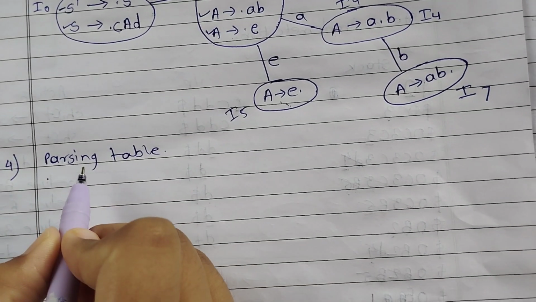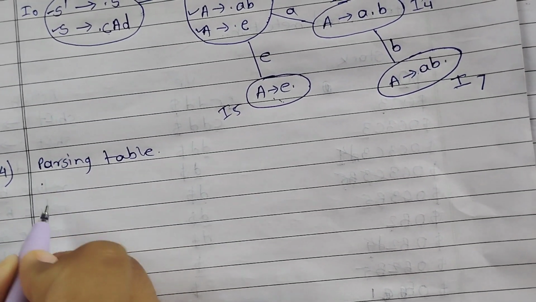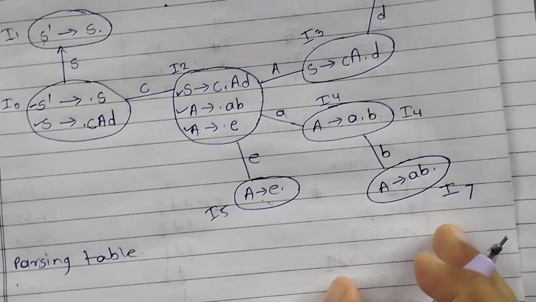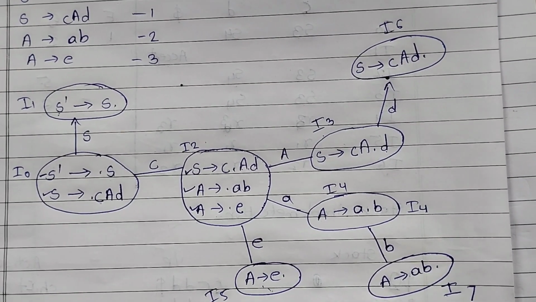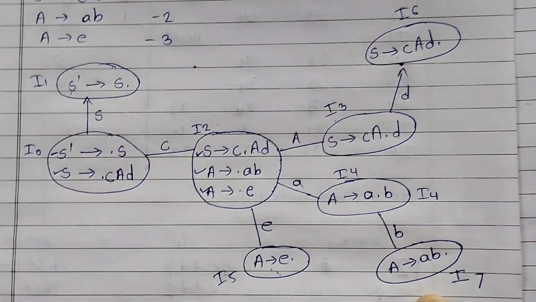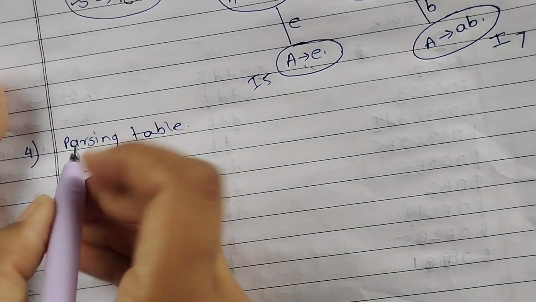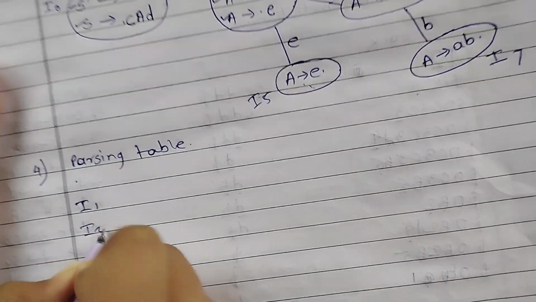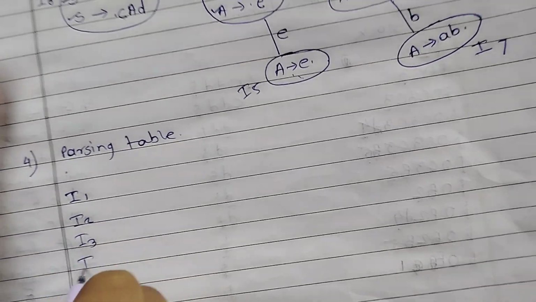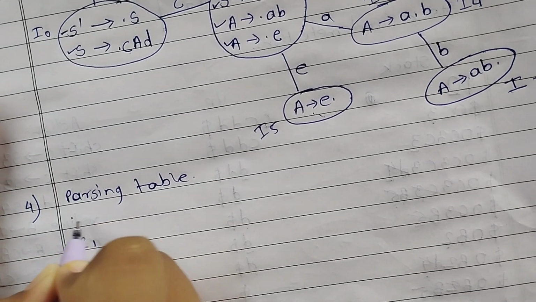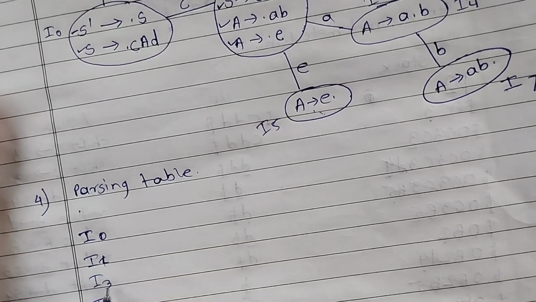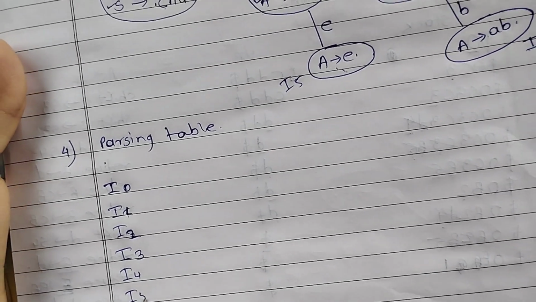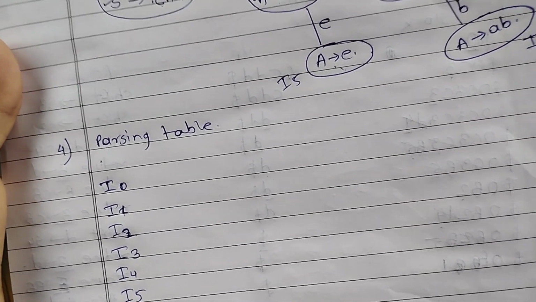Now how do we draw this parsing table? So vertically we write all the states. So in the DFA we drew a total of 7 states. So let's draw here I0, I1, I2, I3, I4, I5, I6, I7.